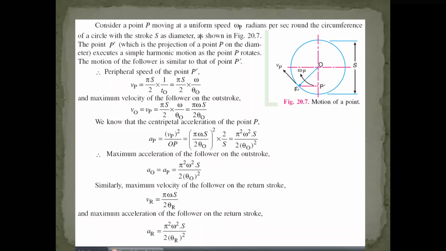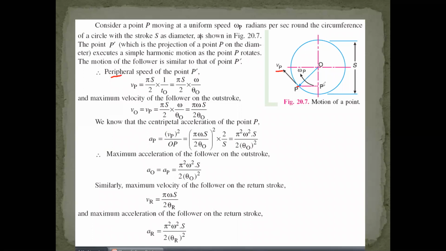This point P dash also makes simple harmonic motion. The motion of the point is simple harmonic. The radius of the circle is S by 2, and the point P is moving with a velocity of Vp. The type of motion is simple harmonic motion.